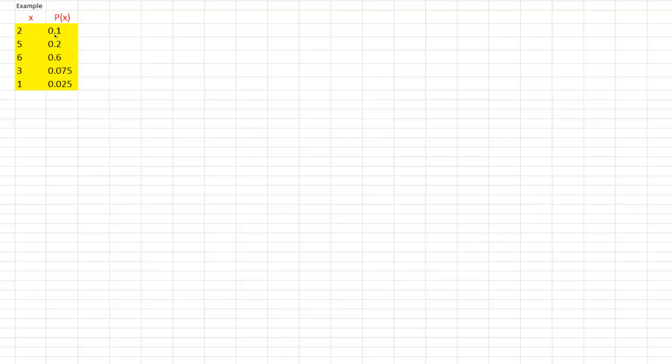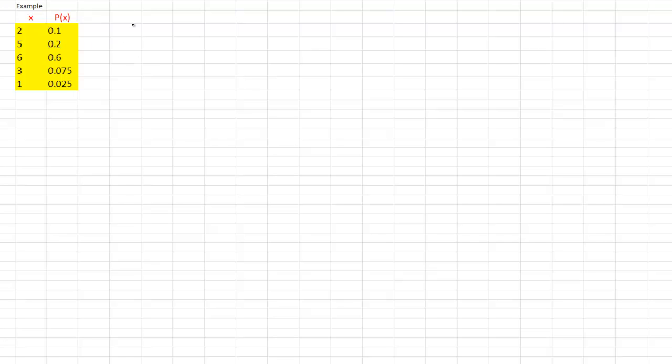And the probability is 0.1 for 2, so there's a 10% chance of getting a 2, a 20% chance of getting a 5, a 60% chance of getting a 6, a 7.5% chance of getting a 3, and a 2.5% chance of getting a 1. So this is a probability distribution.